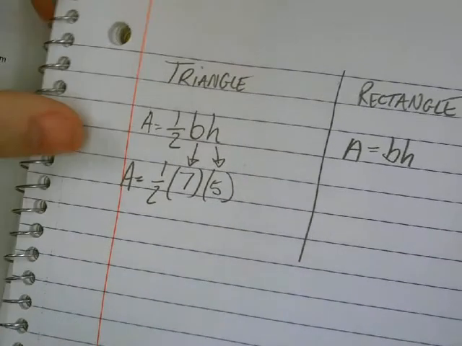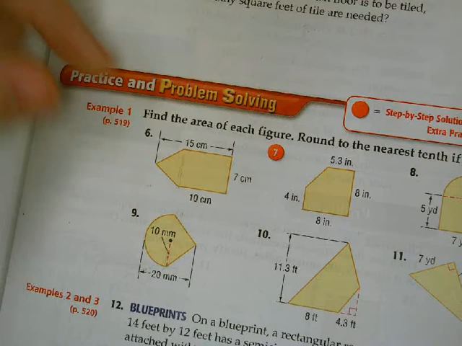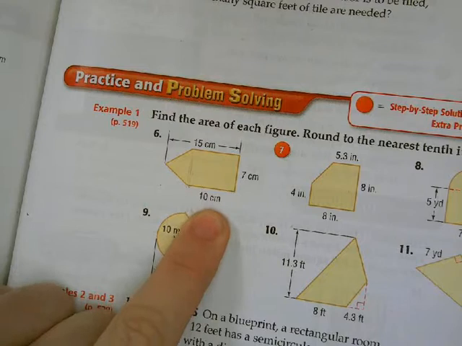Okay, that's my triangle. The rectangle is easier. It's given to us, so that's nice. So I see that it has a base of 10 and a height of 7.